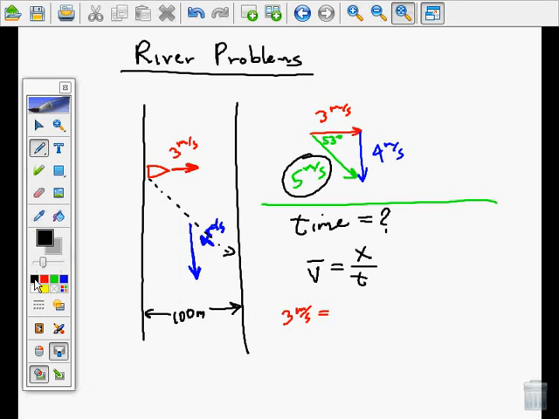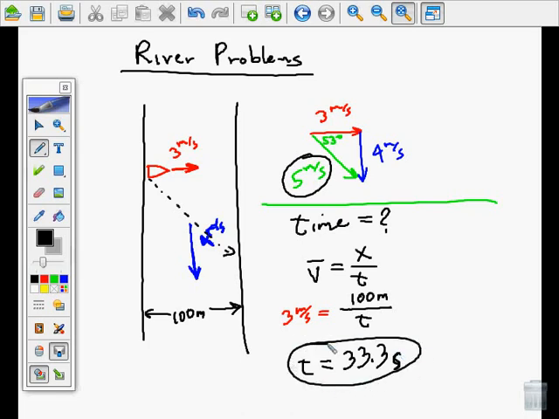And for the displacement x, use the distance straight across, and then solve for that time. And what would that come out to? 100 divided by 3, which would be what? 33.3 seconds. And that's how long it would take the boat to go if there wasn't any river current, or if there was a river current.